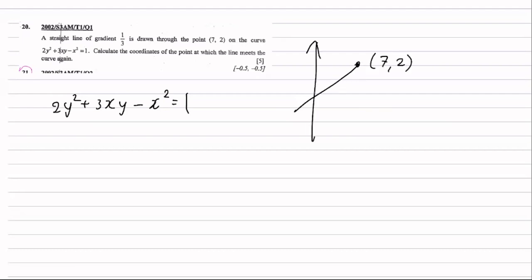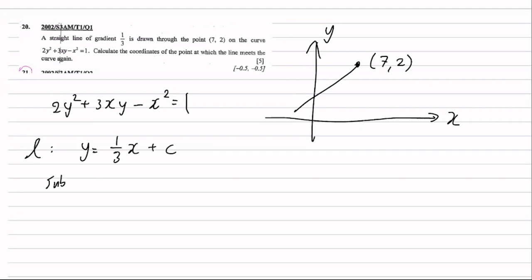Okay, so let's just draw in some x and y axis. Now, I don't know where it will cut the y axis. So let's try and figure out the equation of the line first. Straight line equation, what would it be? y equals mx plus c. But we know m is 1/3, so y equals 1/3 x plus c. Then you can sub in the point.